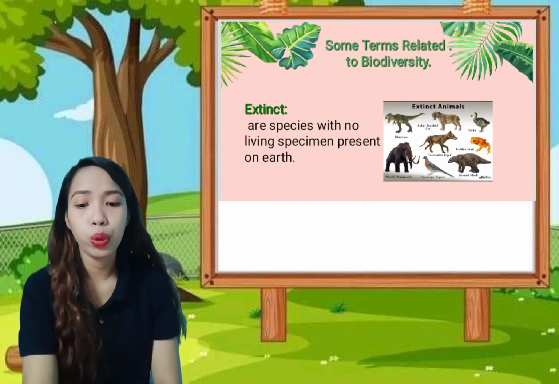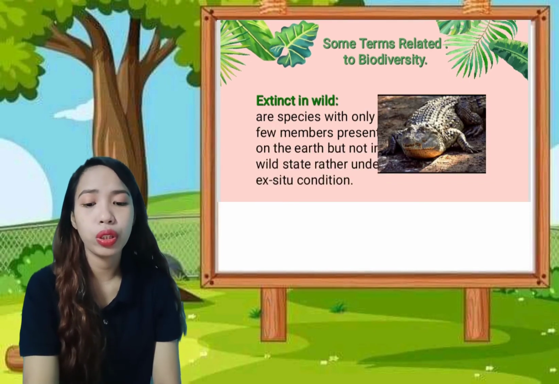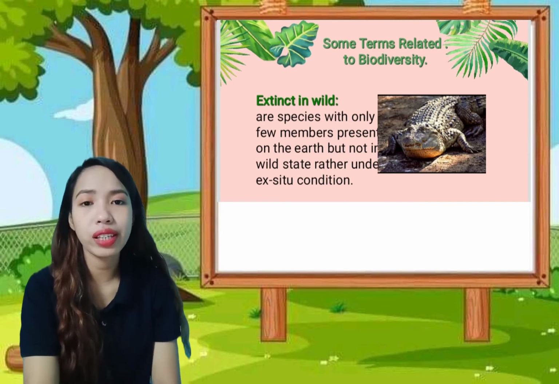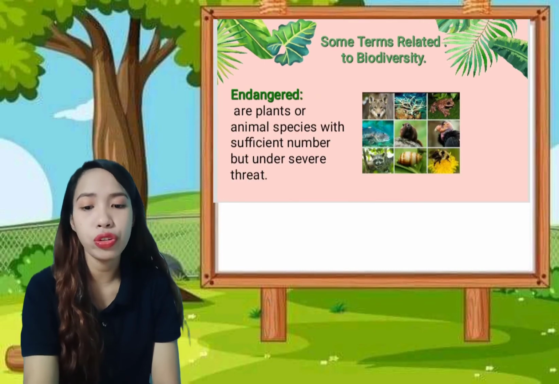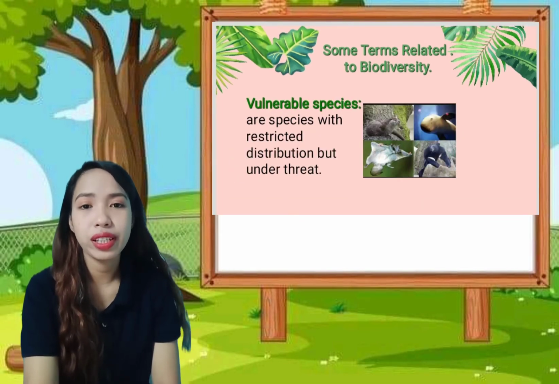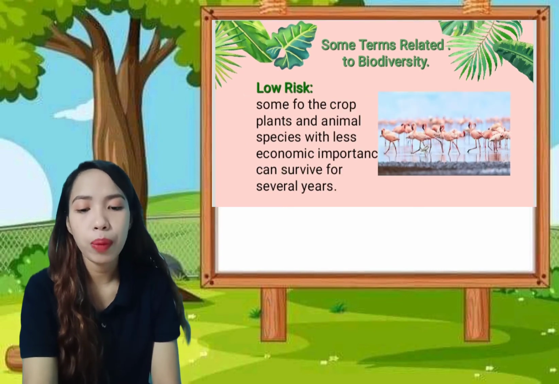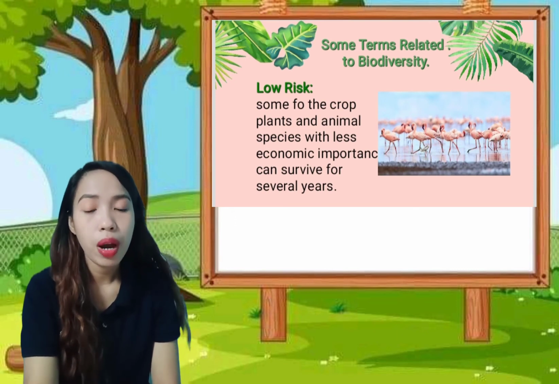Extinct are species with no living specimen present on Earth. Extinct in the wild are species with only a few members present on Earth, but under captive conditions. Critically endangered are organisms few in number but under severe threat. Endangered are plant or animal species with sufficient number but under severe threat. Vulnerable species are species with restricted distribution but under threat. Low risk: some of the crop, plant, and animal species with less economic importance can survive for several years.